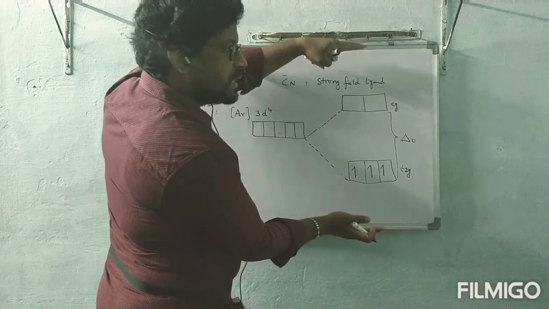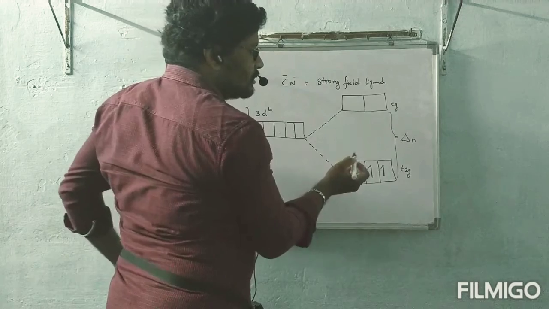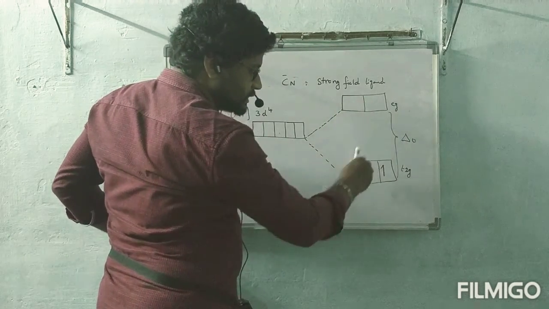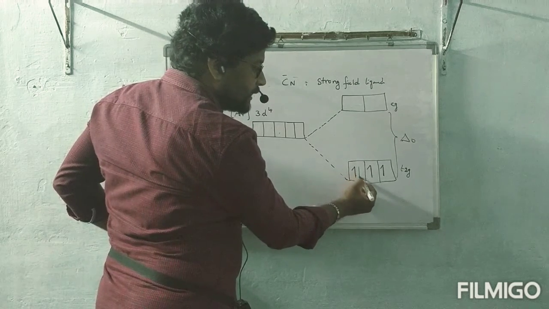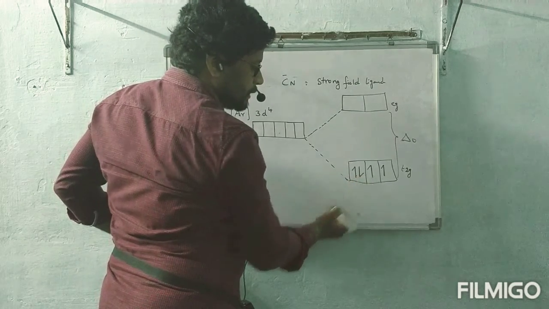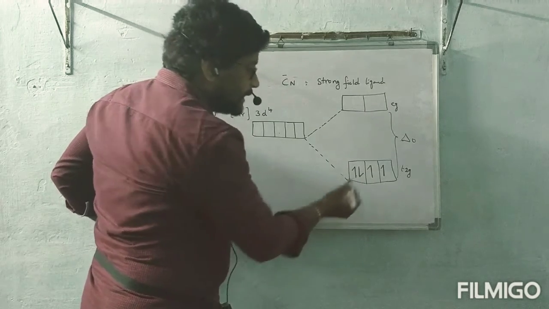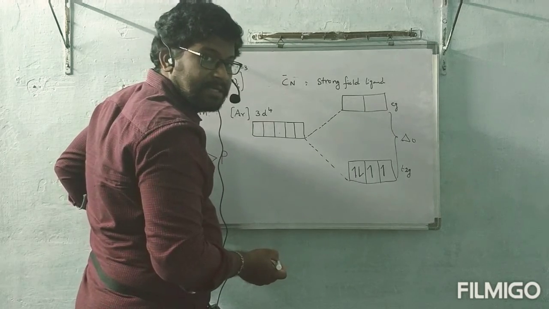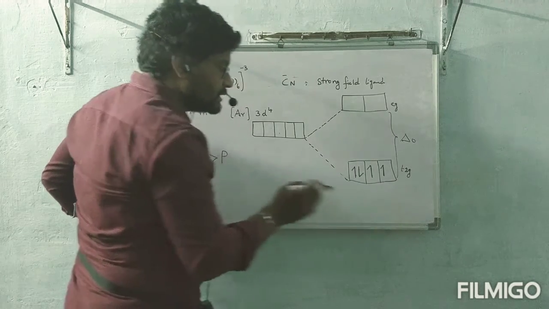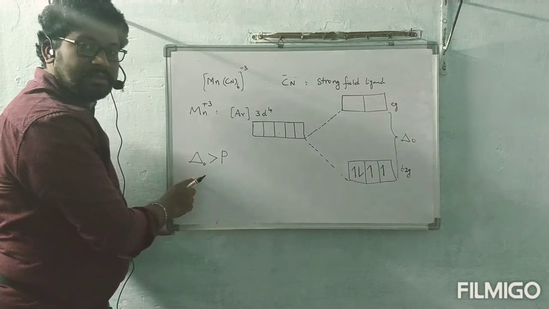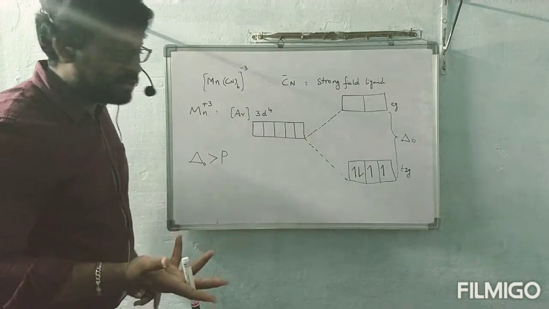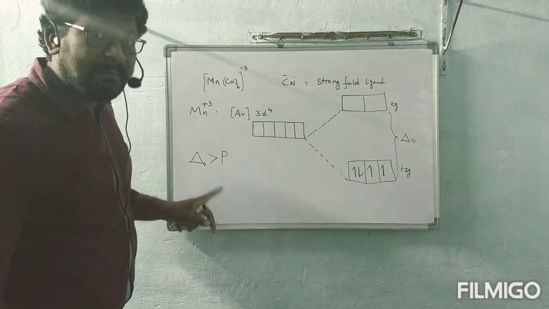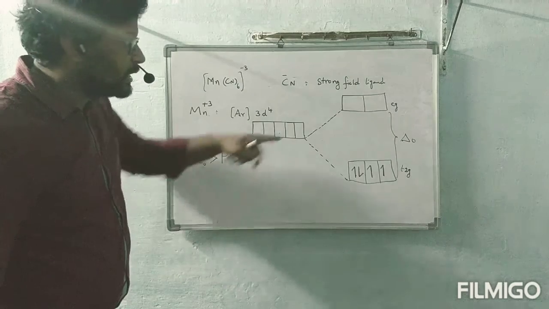Then what will this fourth electron do? The fourth electron, instead of entering into that much higher energy, will enter into lower energy itself. It will undergo pairing. By pairing, energy will be released. That energy is lower than delta naught. So the electron will prefer pairing energy instead of entering into the fourth orbital.